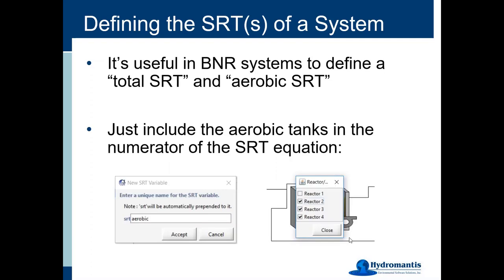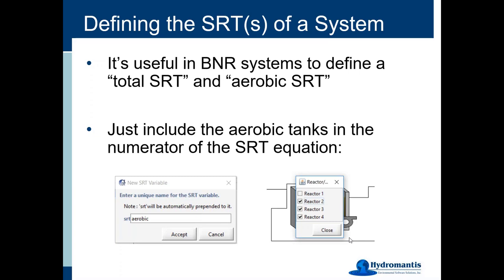Okay. The reason we allow for multiple SRT definitions is that quite often in BNR systems, biological nutrient removal systems that are doing nitrification and denitrification and biological phosphorus removal, it's useful to be able to define not only the total SRT of the whole system, but also just the aerobic SRT, or maybe just the anoxic SRT. And sometimes you may be building a plant that is physically one wastewater treatment plant, but it may have multiple trains that differ from each other. So you may want to define two different SRTs, one for each side of your plant.